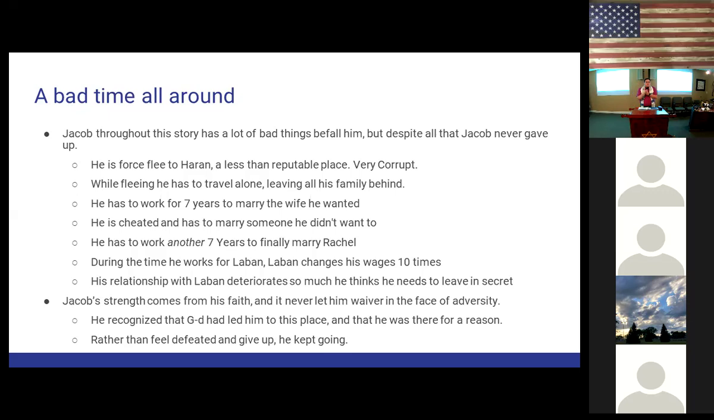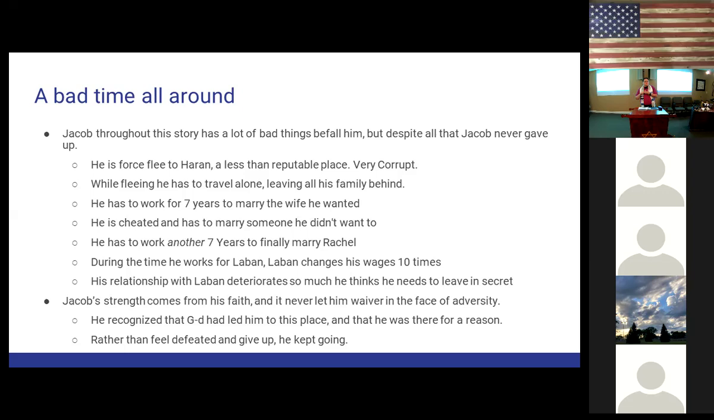He is forced to flee from his home to Haran, which is a bad town, a less than reputable place. And while fleeing, he has to travel alone with no supplies. He's leaving all his family behind. He's probably lonely. He has to work for 7 years to marry the wife he wanted. He's cheated and has to marry someone he didn't want to. He has to work another 7 years to finally marry Rachel.